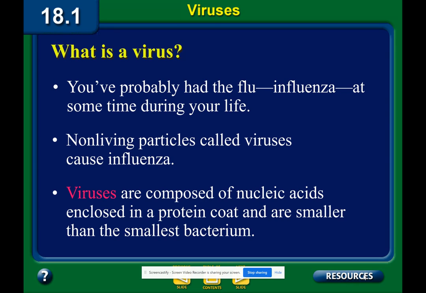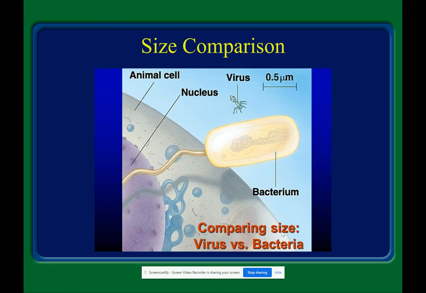So as you can see here, it says that viruses are composed of nucleic acids. Okay, we're talking about DNA or RNA, enclosed in a protein coat and are smaller than the smallest bacterium. What exactly do we mean? Well, here's a little size comparison. Take a look at this little guy right here. That's a virus, believe it or not. It looks like a little moon lander, but that's a virus.